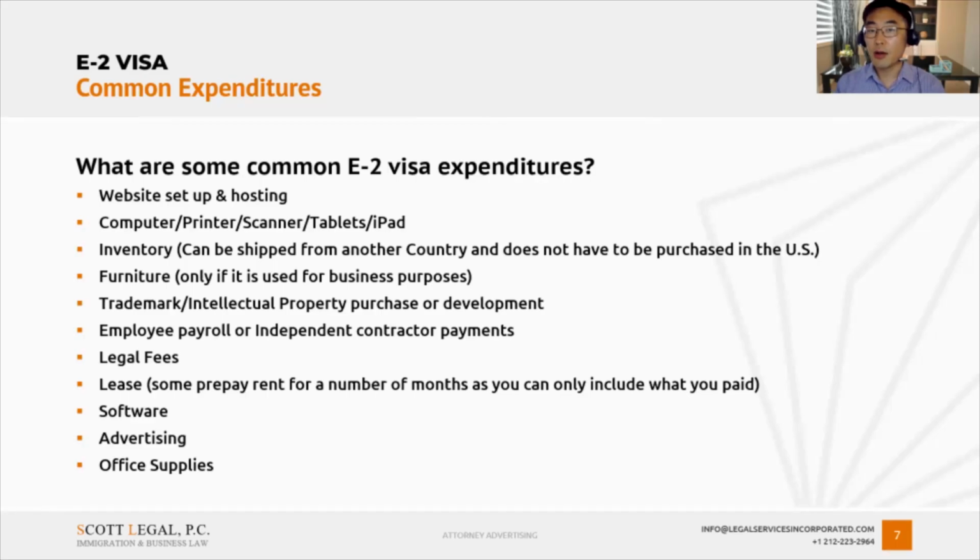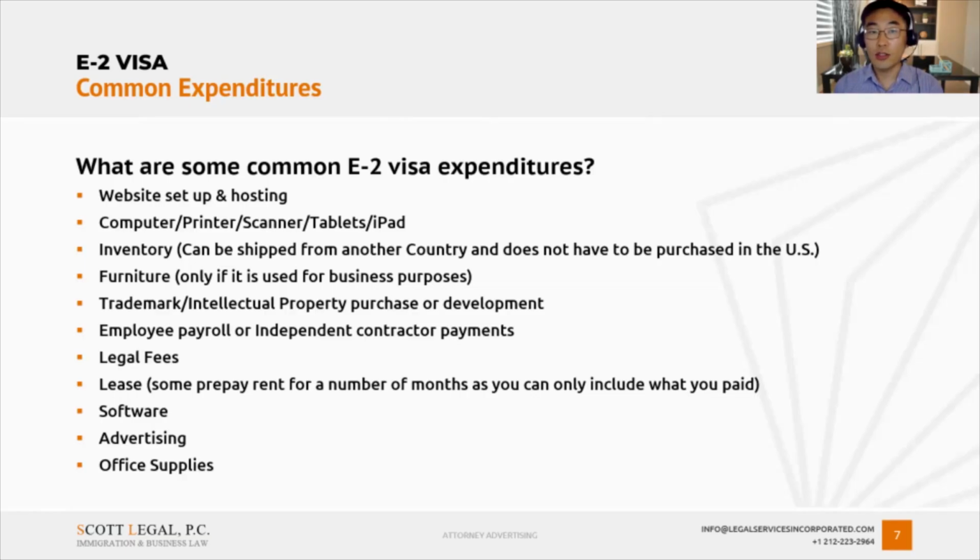The next slide is about common E-2 visa expenditures. If you look at the list, basically this list shows the typical areas where E-2 investors spend money when they're establishing their E-2 company. Of course, the exact expenses could be different depending on the type of business you are operating, but this list should give you a general idea of where investment funds should usually be spent.